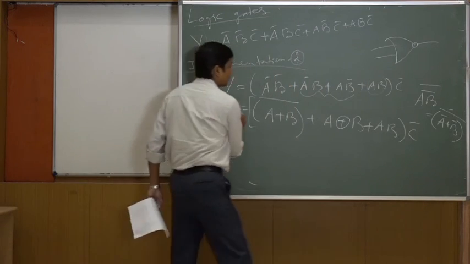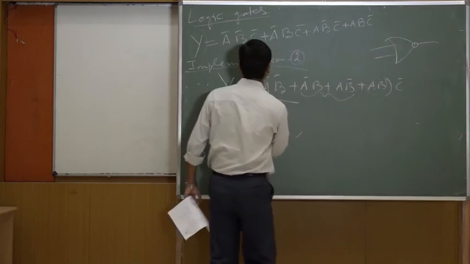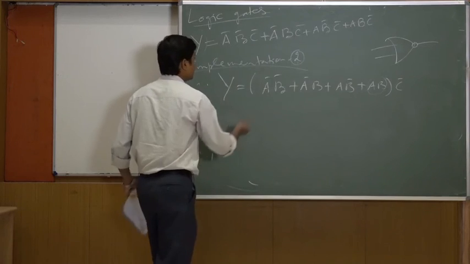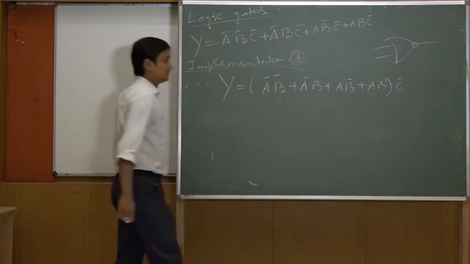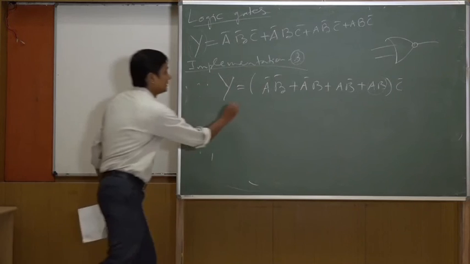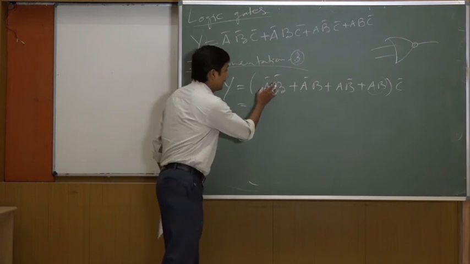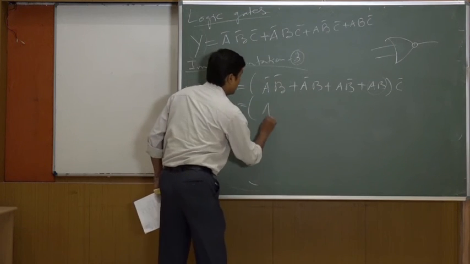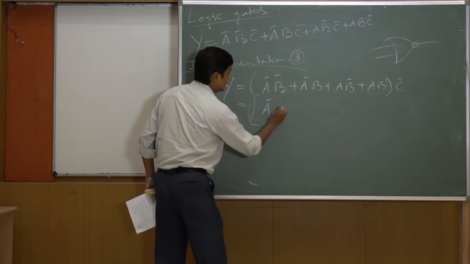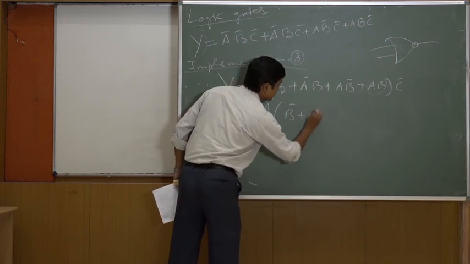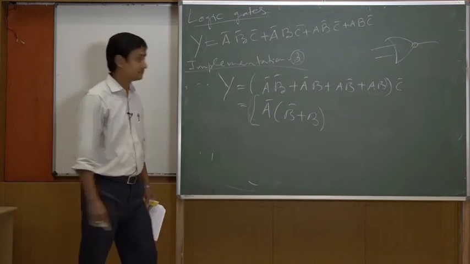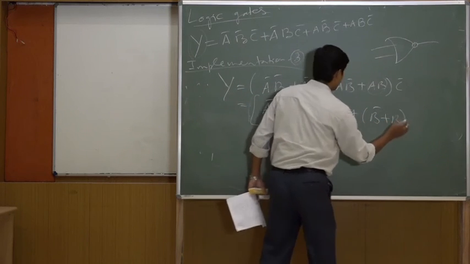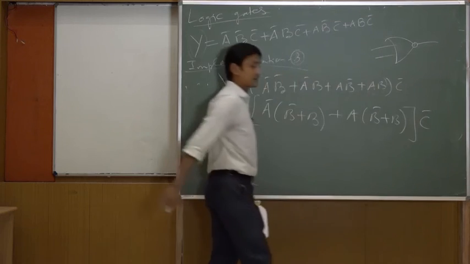But finally, quickly I will go to another implementation, say implementation 3. In this, let me take common A bar, which is found the same for these two: A bar (B bar plus B) plus A (B bar plus B), and finally C bar.